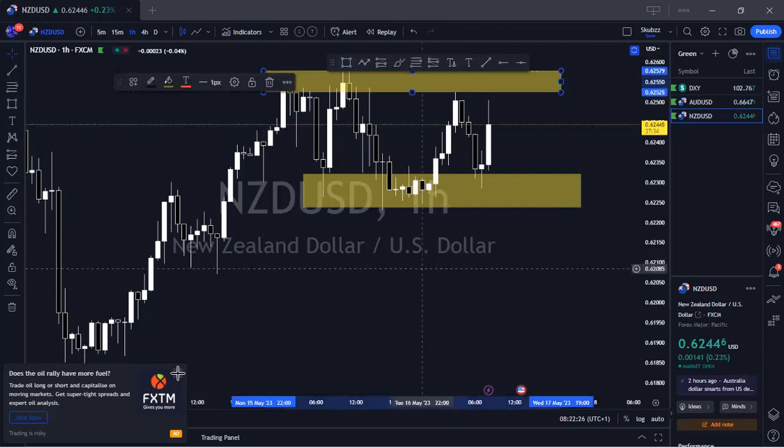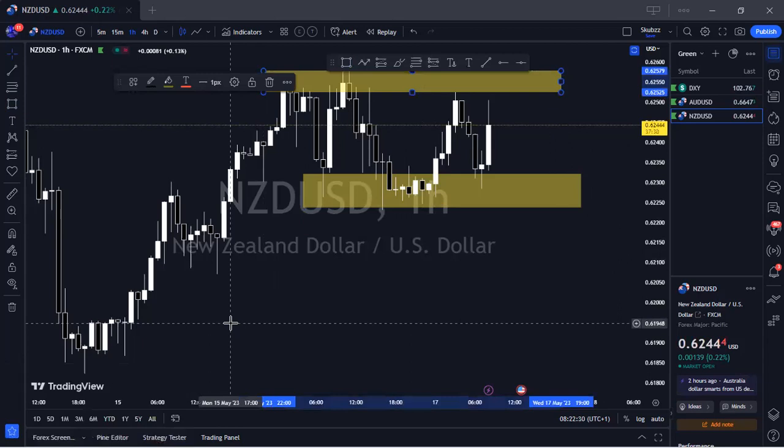Is there any other currency that you guys want us to take a look at before we go? GBPUSD. Let's see.